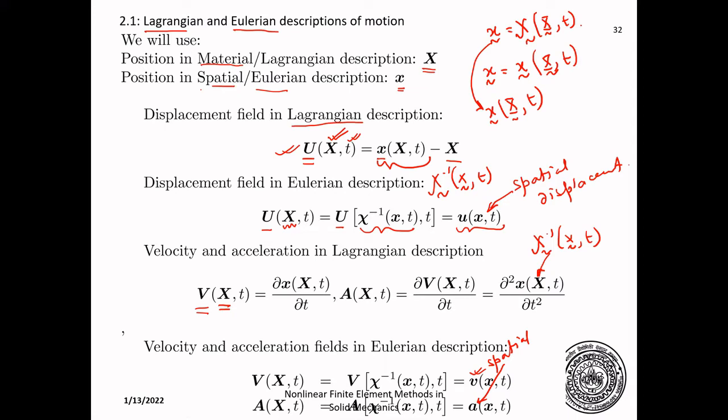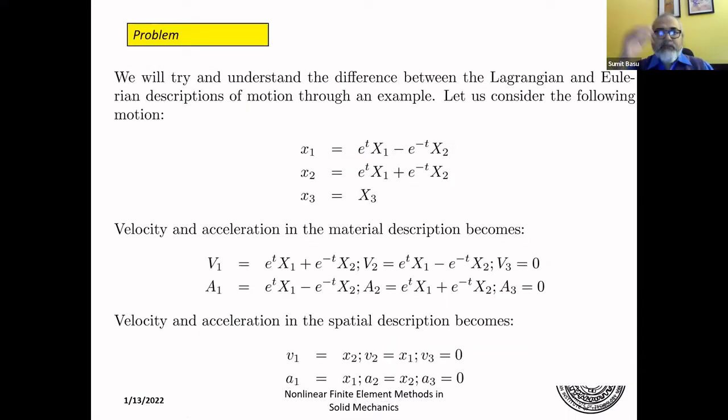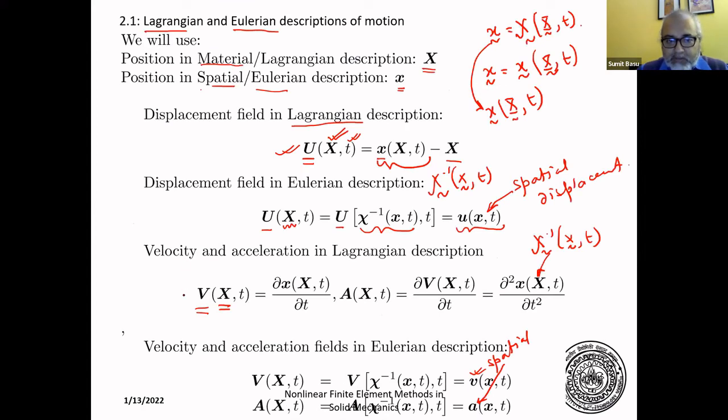Okay. So here is the problem that we want to do. So here is a motion. This is a motion. And we will find the velocity and accelerations in the material and spatial descriptions. So for the material description, what do we do? We use this idea.